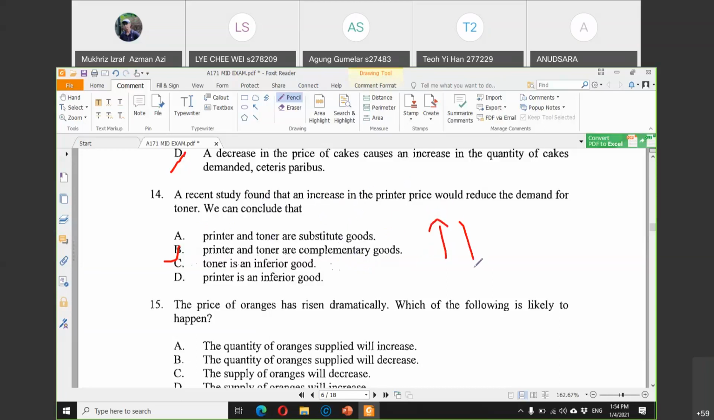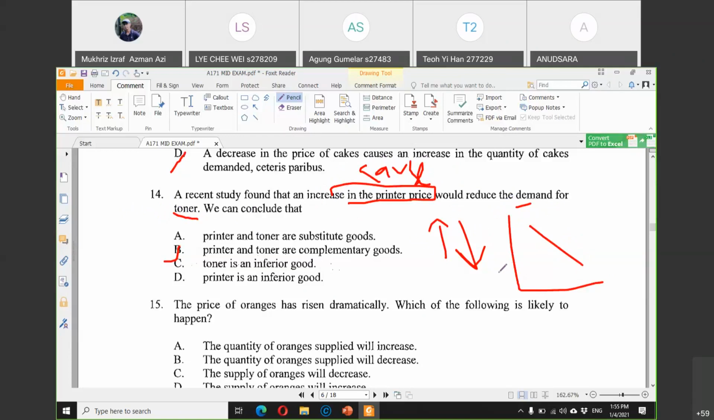The relationship between complementary goods is negative. One goes up, the other one must go down. When the price of a complementary item goes up, the demand for the other good that you want to analyze will reduce. So the increase in the price of the printer will be the cost, and the effect will be the demand for toner. We are looking at what happened to the demand for toner. If you were to draw the demand curve, what is this demand curve for? For the printer or for the toner?